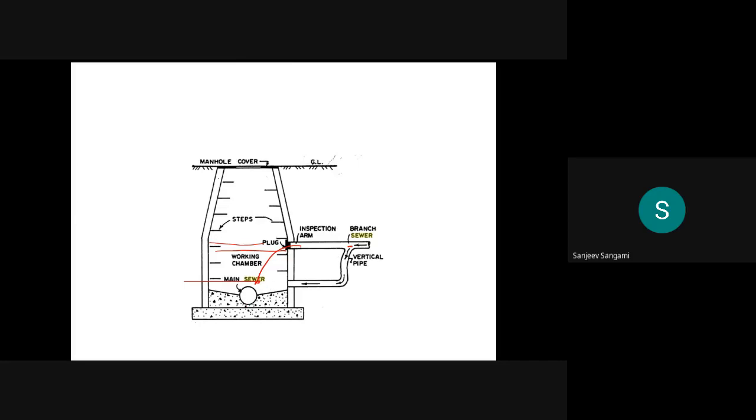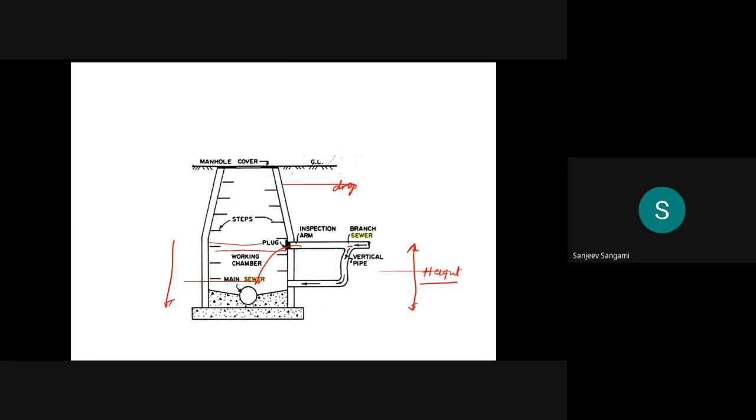branch sewer. The drop manhole we are talking about, drop means the depth is a little bit higher than your deep manhole. If you construct the manhole with the lower depth, then we can say it is a dropper manhole. You can see the gradient here for the branch sewer and the main sewer. This much height is there. If this is happening, you have to provide drop manholes.